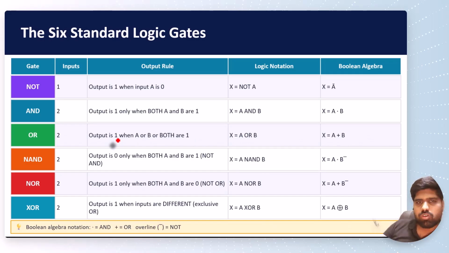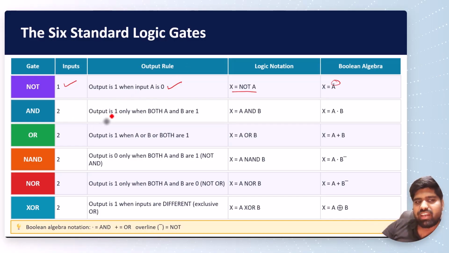So again, these six standard logic gates are given. The NOT gate: if you take the input as one, the output it will produce is a zero. The logic notation is given as X is equal to NOT A, and in Boolean algebra it is represented with a bar on top of the input that you have taken. For the NOT gate, it just flips the input.